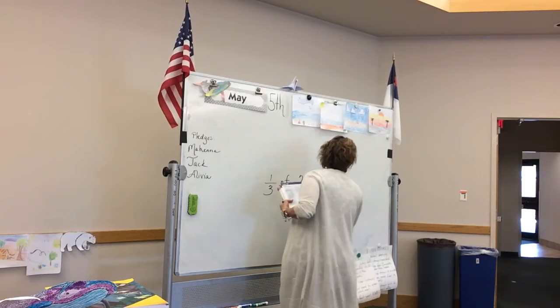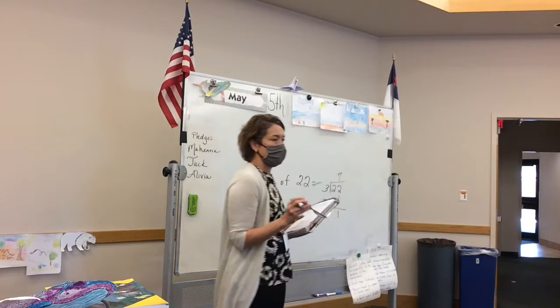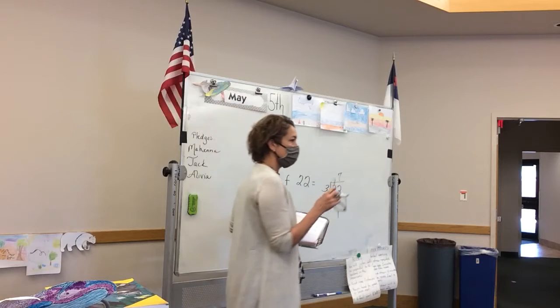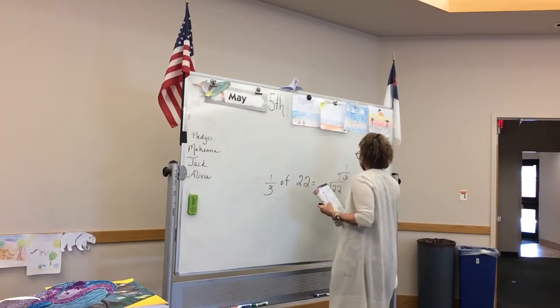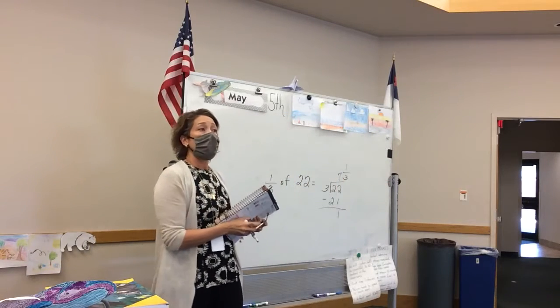What is 22 minus 21? 1. What am I going to do now, M? The remainder goes on top and the divisor goes on the bottom. Very good. That is my final answer.